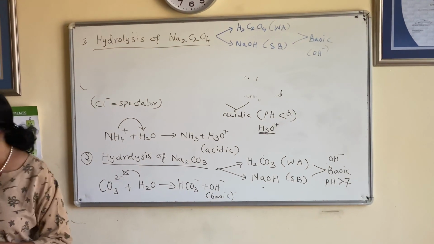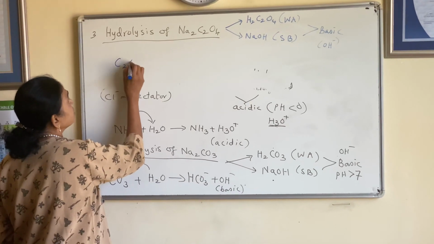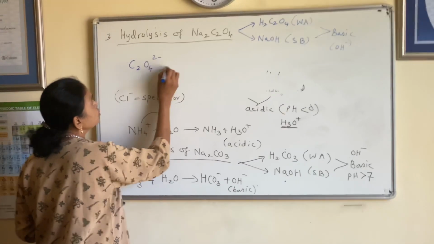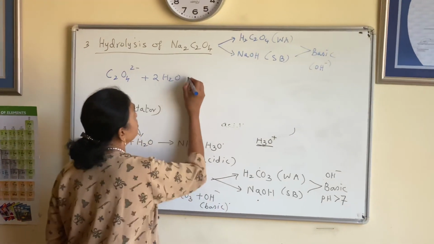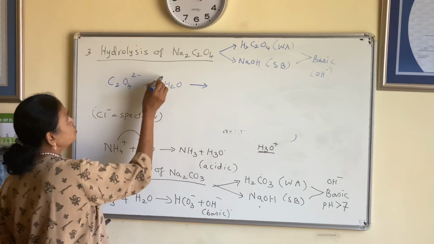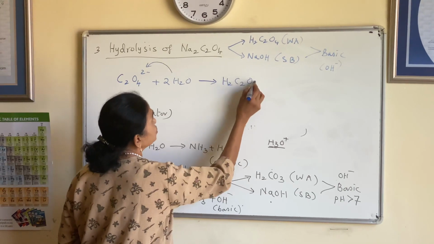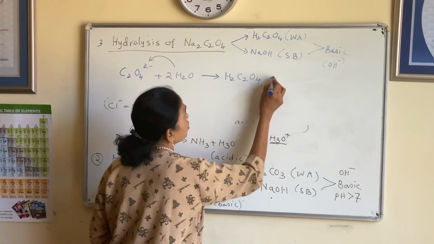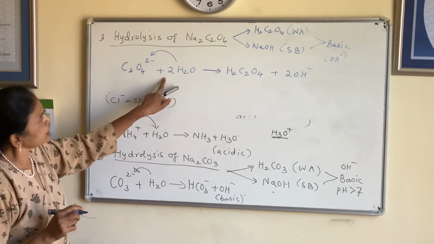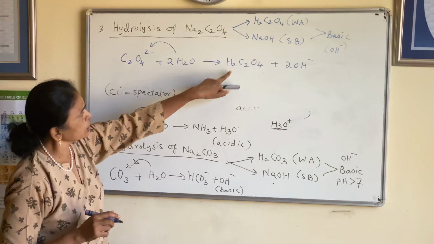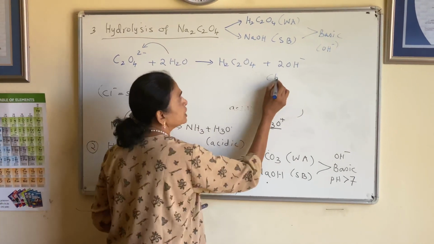So now let's work with this one. What's going to be the equation? We are going to start with the negative ion. C2O4 2 minus plus 2 water, because it's a diprotic acid, so 2 of them will go there. So it will form H2C2O4 plus what? Maybe 2OH minus. Let's try to balance the equation. How many hydrogen are there? 4. So 2 are here, so it will become 2OH minus. So the solution is going to be basic.